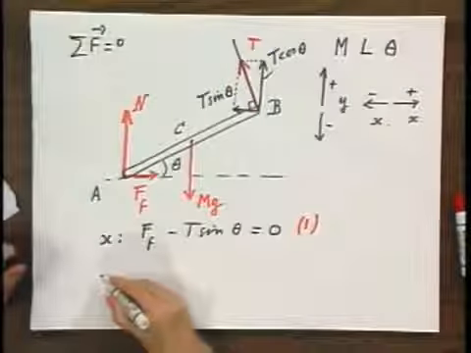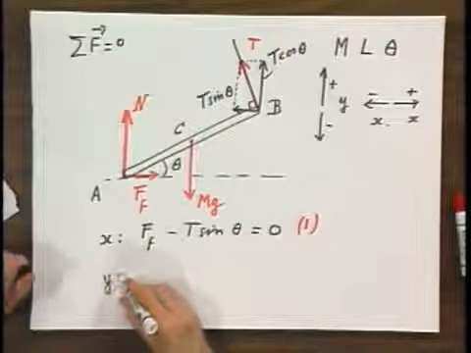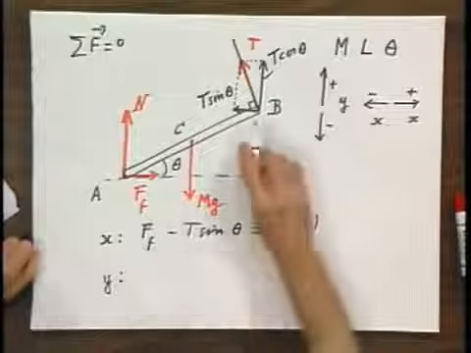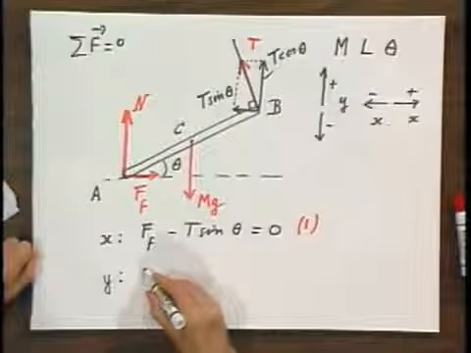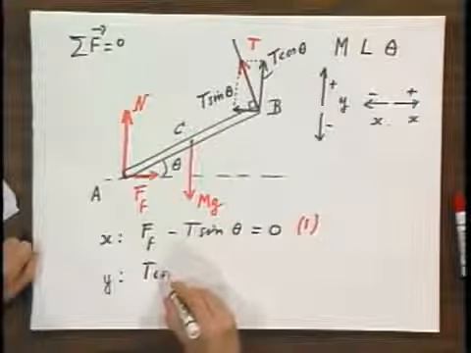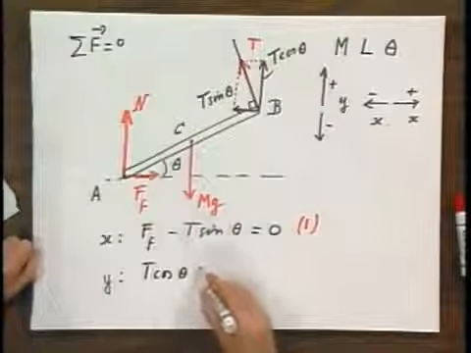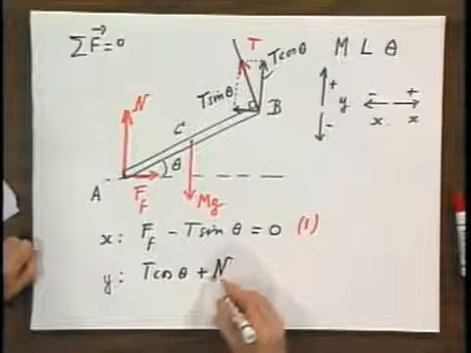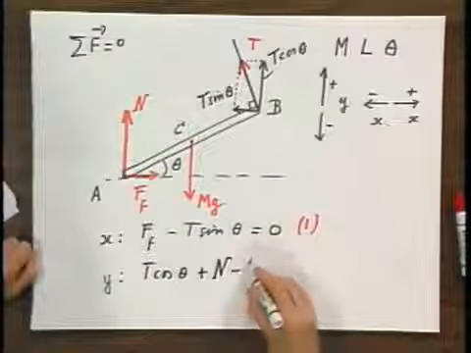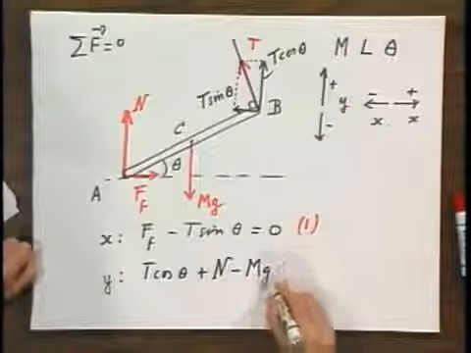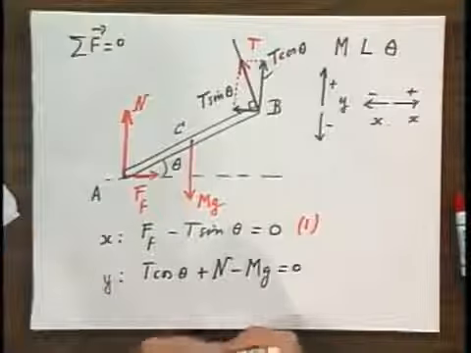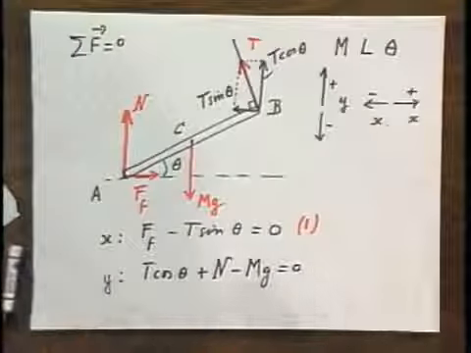Sum of all forces in the y direction has to be 0: plus T cosine theta, plus N, minus mg equals 0. That's my equation number 2.